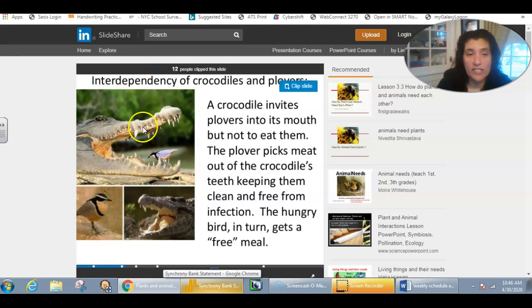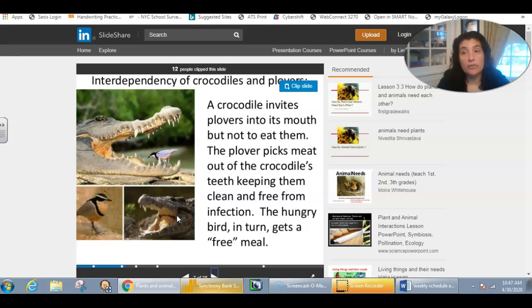So let's see what this is, right? It's a crocodile. See this tiny little bird? Unfortunately, this crocodile is going to eat the bird. So the crocodile invites this bird, which is called a plover, into its mouth, but not to eat them. The plover, this is interesting. The plover picks the meat out of the crocodile's teeth, keeping them clean and free from infection. The hungry bird, in turn, gets a free meal. So that's how they're interdependent.